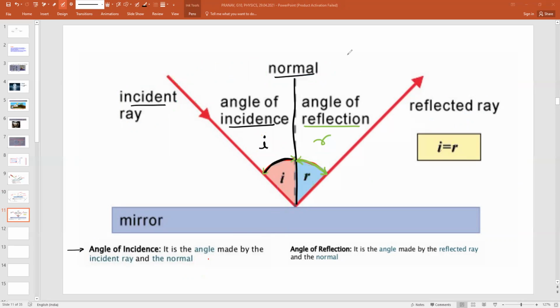I will, because as per my experience, many of the students make mistakes in this. It's a very simple concept, am I right? But people make mistakes, and you will also make the mistake. I will show you. First, just note down what is angle of incidence and what is angle of reflection.